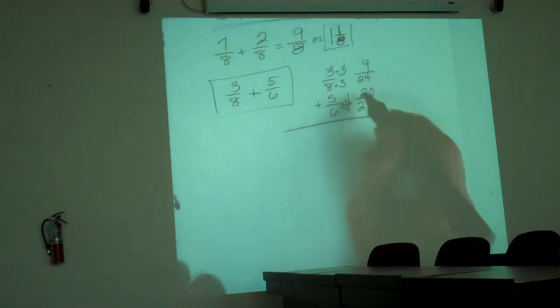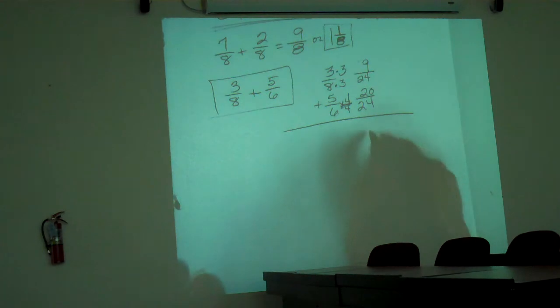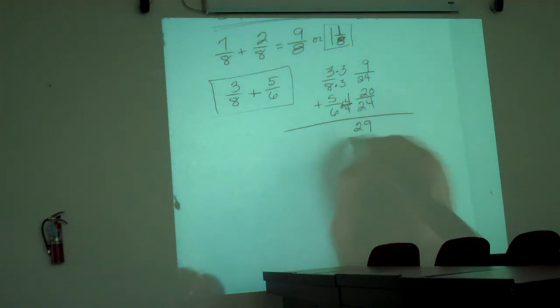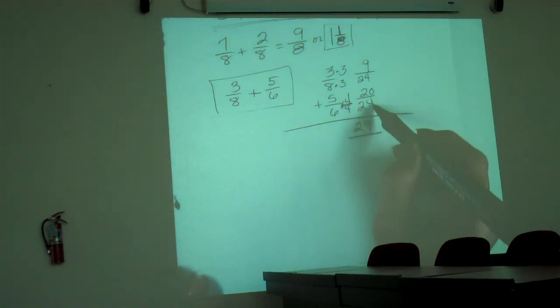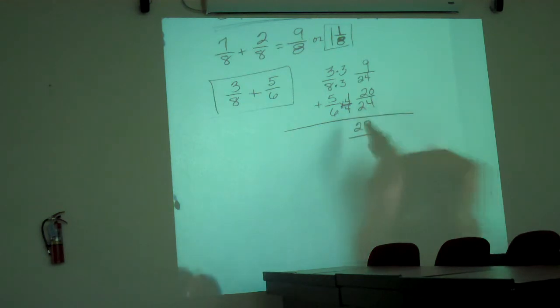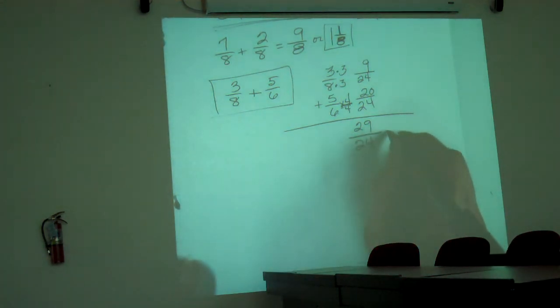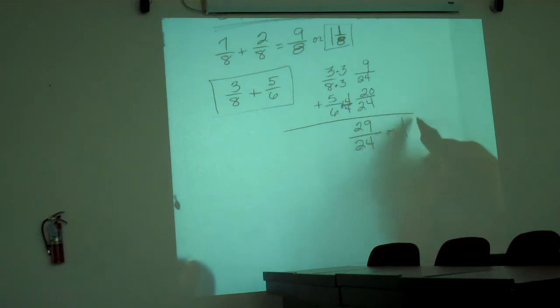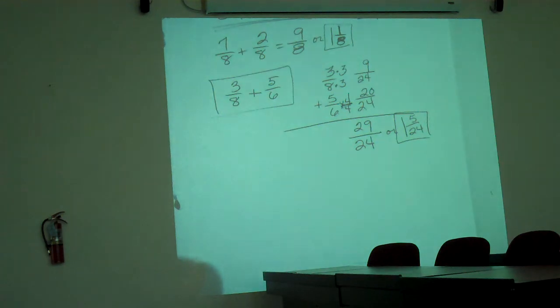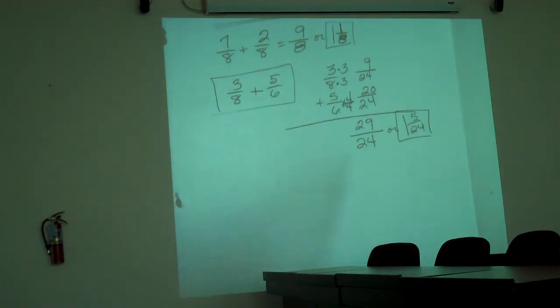Okay, 9 plus 20, 29. Do you add 24 plus 24? No. No, you leave the denominator the same. Okay, is that all we need to do? We can reduce it. Yeah, you can reduce it, okay? 24 will go into 29 one time, and how much is left over? 5. 29 minus 24 is 5. So that was what was left over. That's what you should come up with. If you get that far, it'll be counted right though.